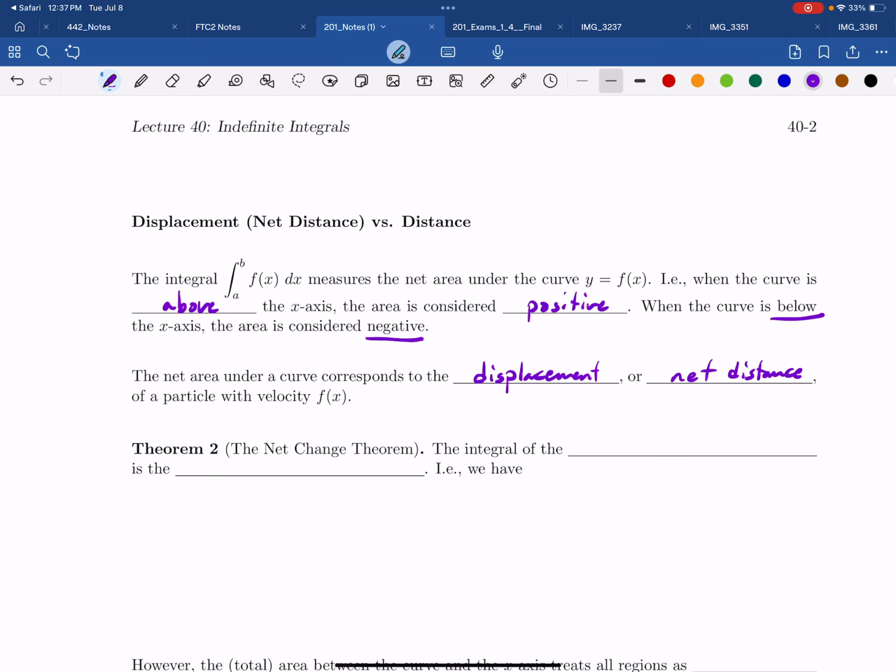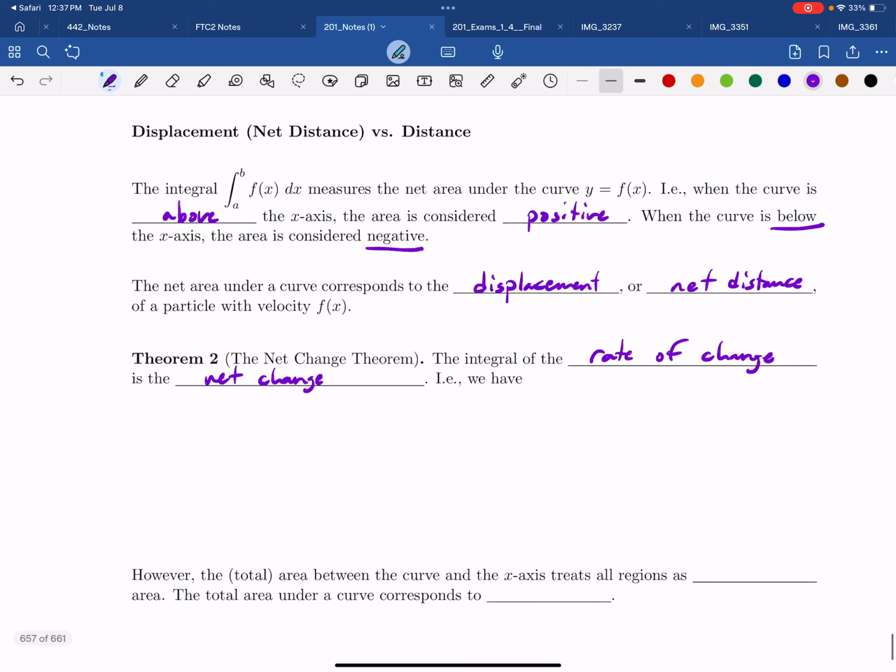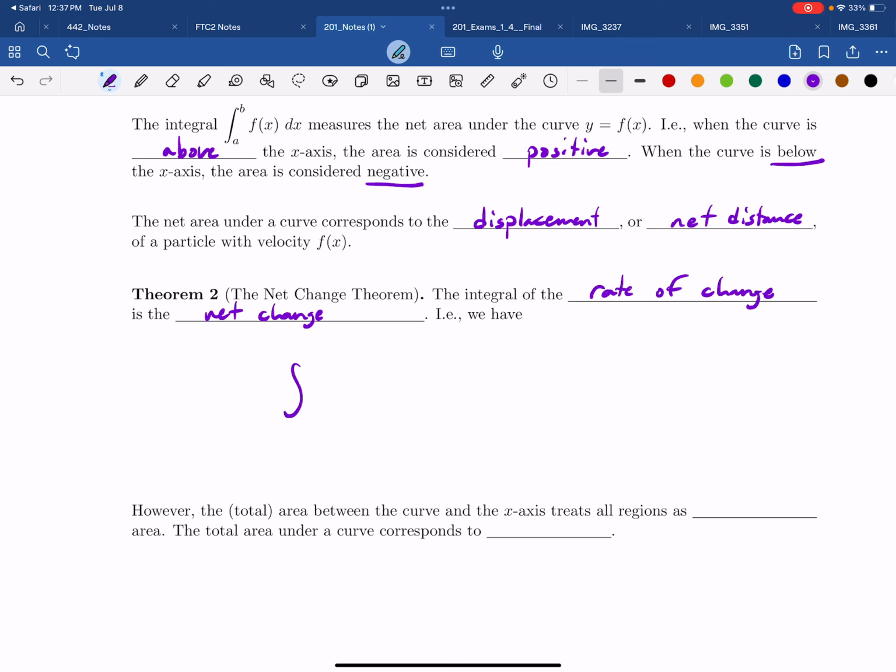And so the net change theorem just says the integral of the rate of change is the net change. In other words, what we've always had, right? The integral from a to b of f of x dx equals the antiderivative with b plugged in minus the antiderivative with a plugged in. That's what it means. That's it.